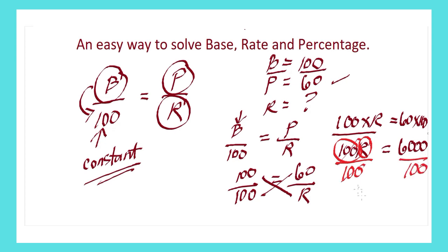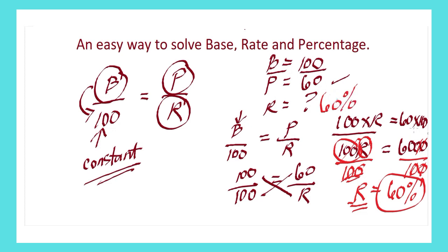So you can cancel that one, leaving only R. And 6,000 divided by 100, of course, there is a shortcut there. If we have zeros in the numerator and the denominator, you are just going to cancel one zero there, one zero, and there's no more zero. So 60 over 1 is equal to 60. And because that is rate, we are going to put a percent sign there. So we are looking for 60%. That is the rate.